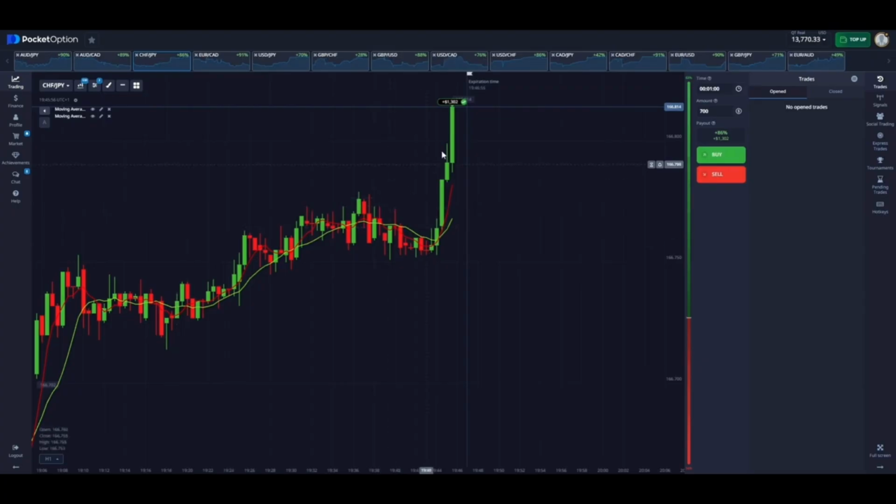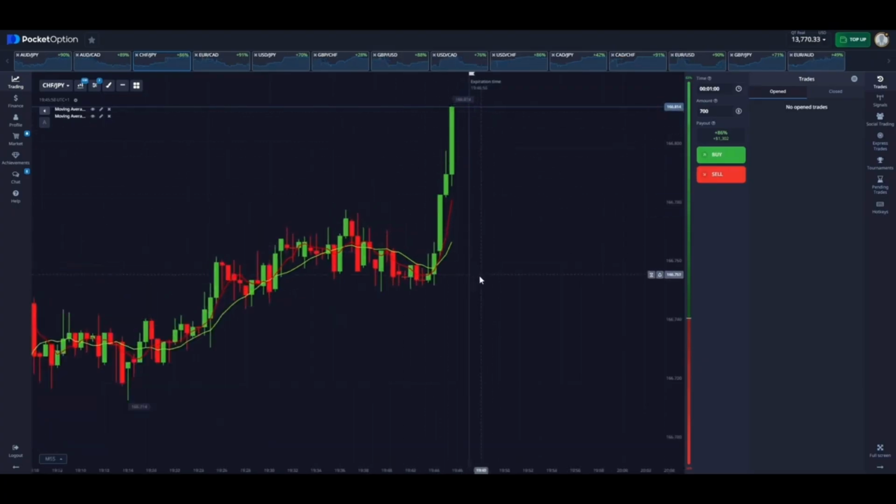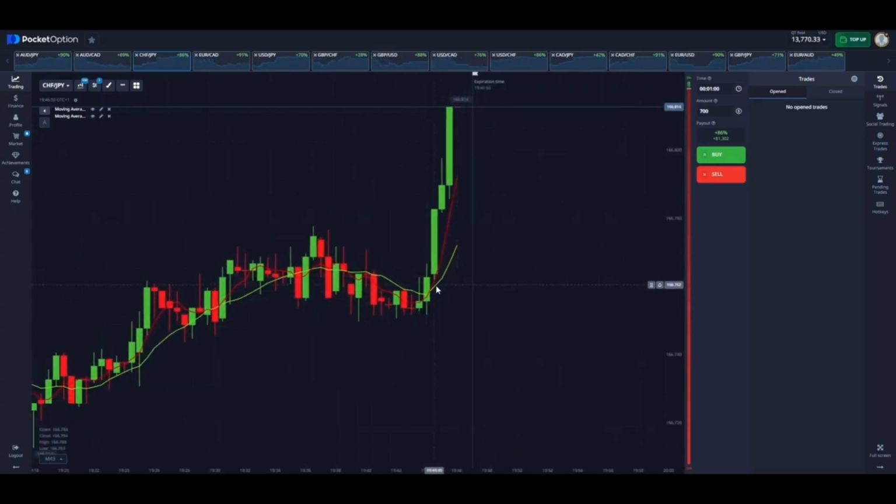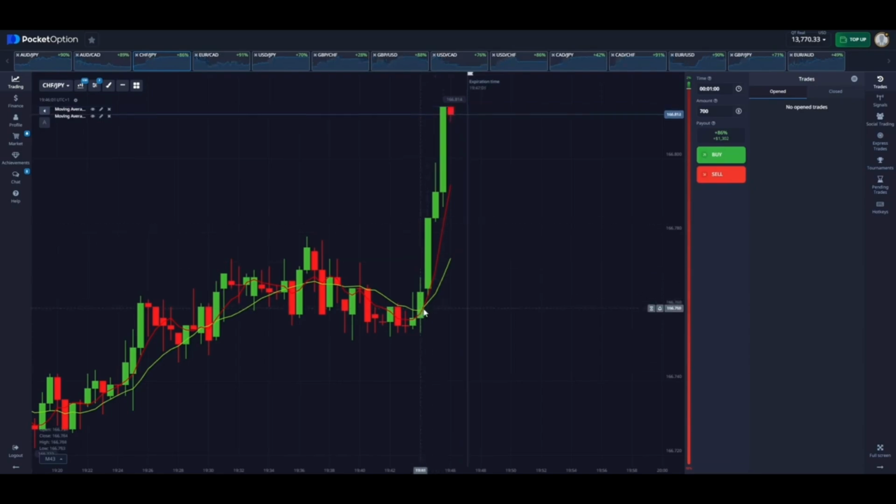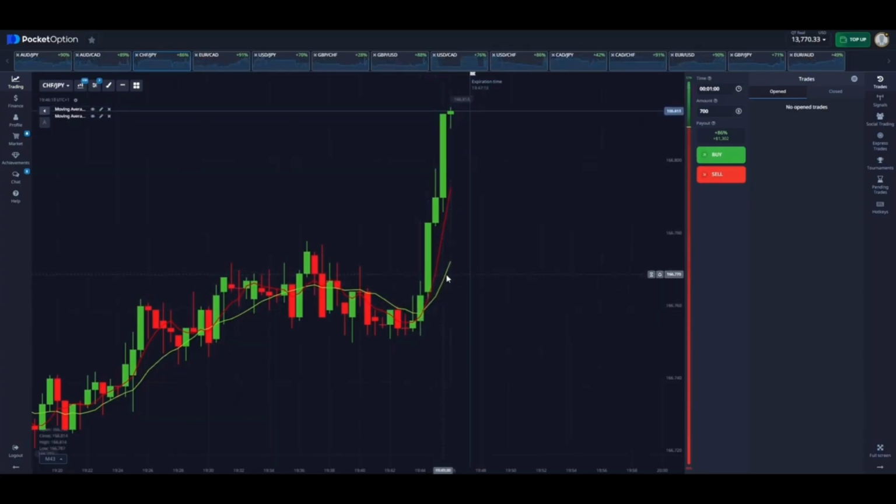And my first signal gives me a great profit. We can see how this trade closed with a large margin from the entry point. The most important thing is to correctly set the periods on the moving averages. I will write more about this in my Telegram channel so the video doesn't get too long. Let's continue and find more signals with this strategy.